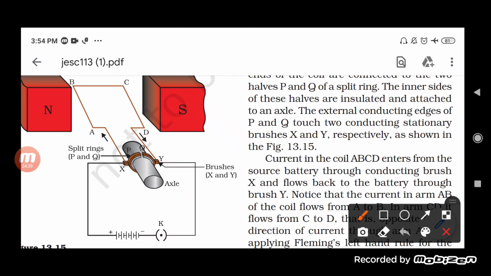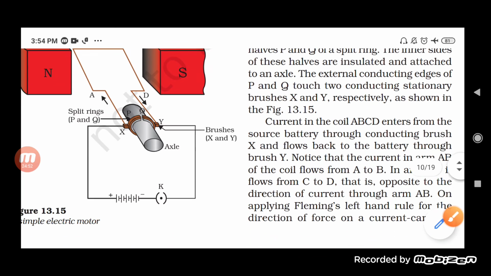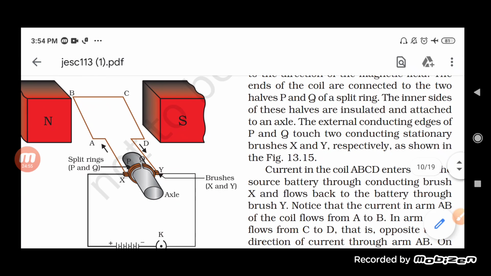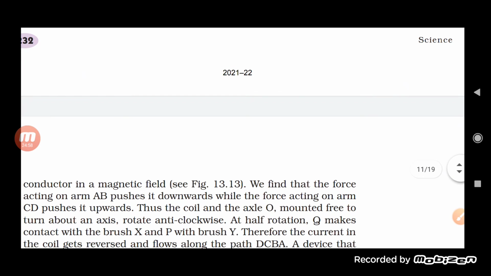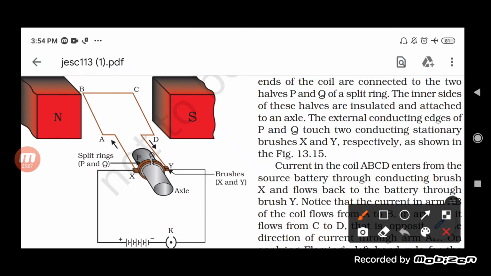Now you will find that the current goes from AB and then reaches CD. When the current flows in AB, we can apply Fleming's left hand rule here. At that time the direction of the current will be downward, right? So we find that the force acting on arm AB pushes it downward. When the current is flowing on the side and the magnetic field is present, the direction of the force acting on AB is downward. Similarly, when the current comes to CD, the direction of the force will be upward.